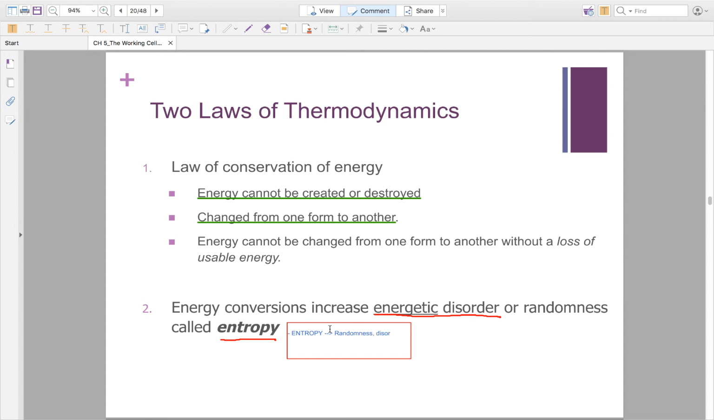Randomness, disorder, chaos. And in addition, in life, in nature, natural phenomena tend to increase in entropy. Okay, so for example, let's say you clean your bedroom, your room, and everything's spotless.